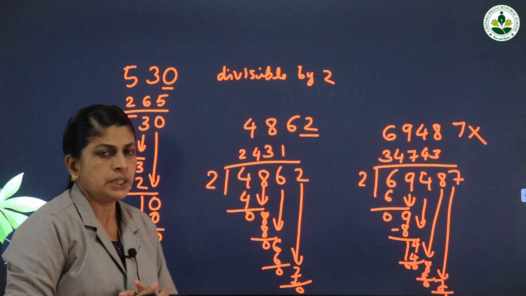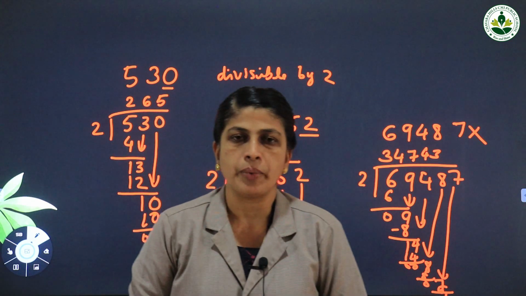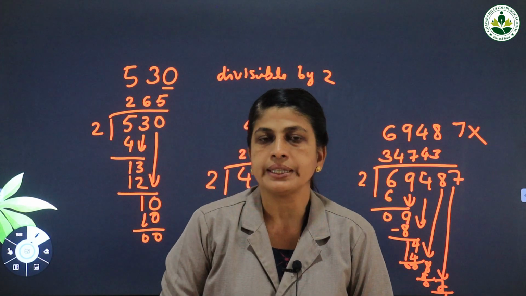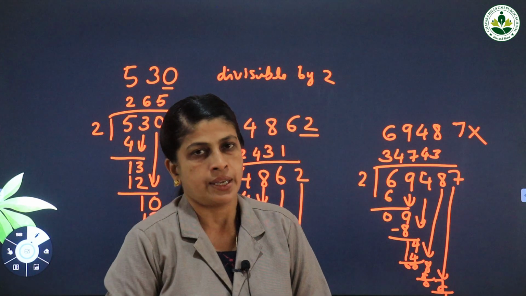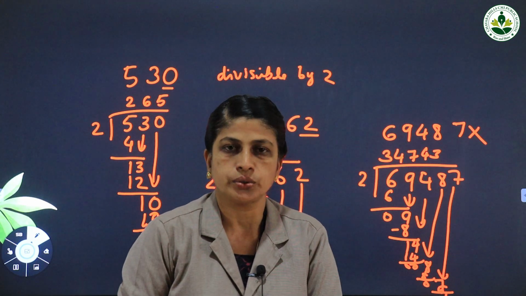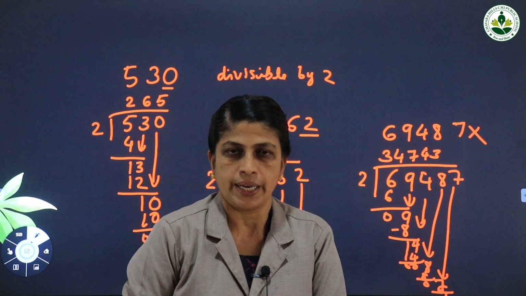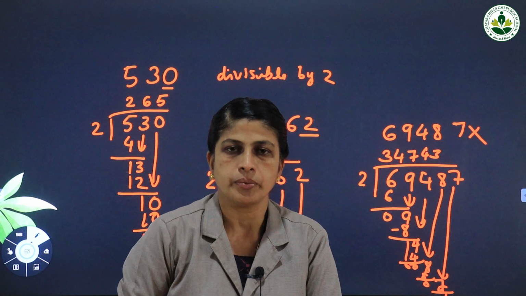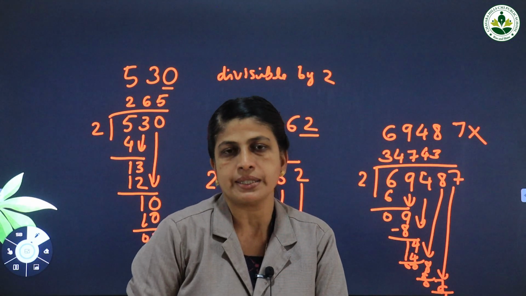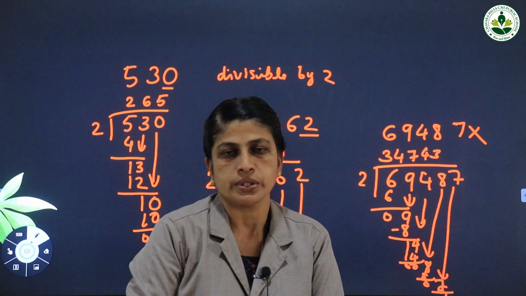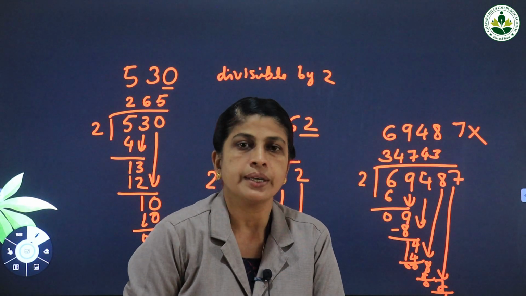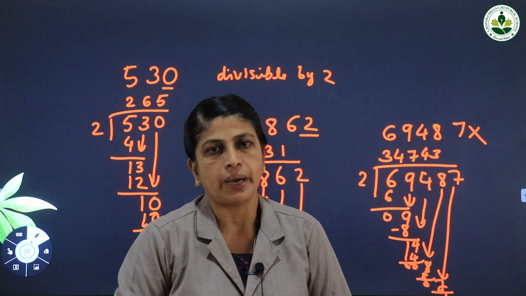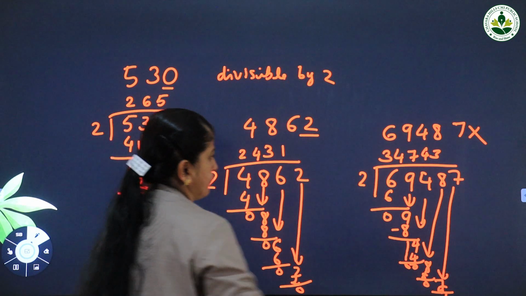Therefore, to check whether a number is divisible by 2 or not, check whether its ones place digit is any of the digits 0, 2, 4, 6 or 8. Then that number is divisible by 2. If the ones place digit is other than 0, 2, 4, 6 or 8, then that number is not divisible by 2. Okay. Then the next one is the divisibility rule for 3.